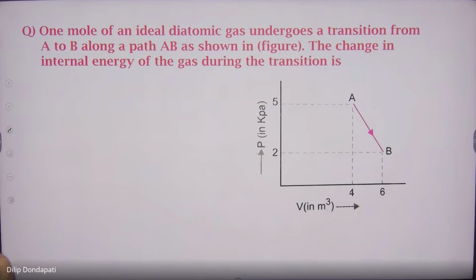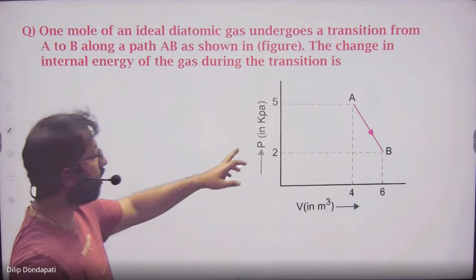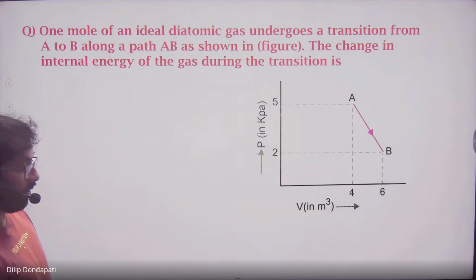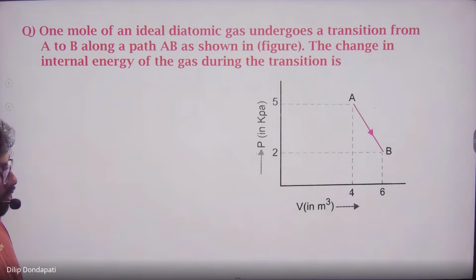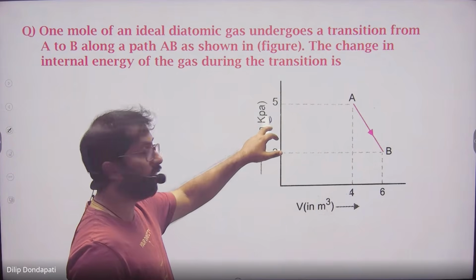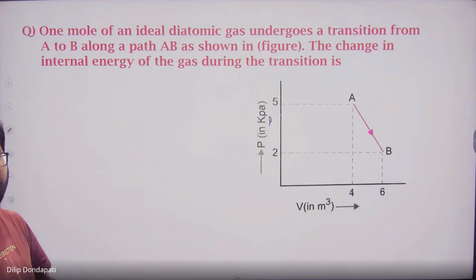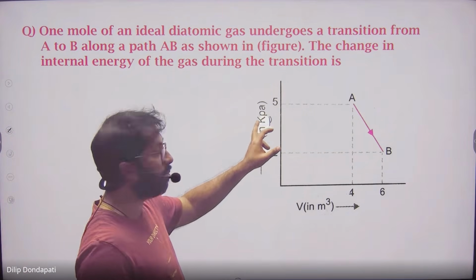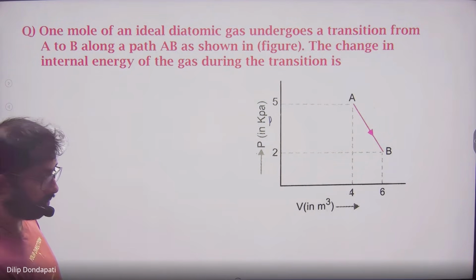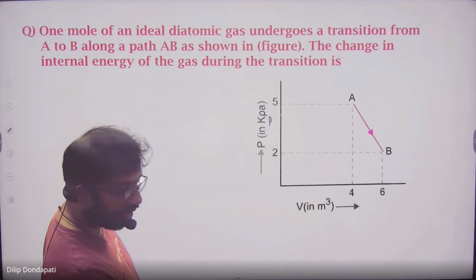They have given a graph. The process is going from A to B. They're asking for the change in internal energy of the gas during the transition. I want delta U for the transition. They give P1, V1, P2, V2, because the pressure and volume graph is given to you. But on the y-axis, you should check that it is in kilopascals. Kilo means 10 power of 3, so multiply the values you take by 10 power of 3. I want the answer in kilojoules.